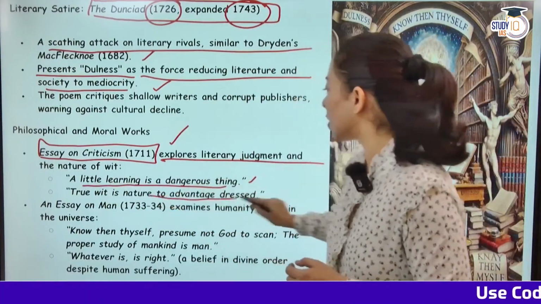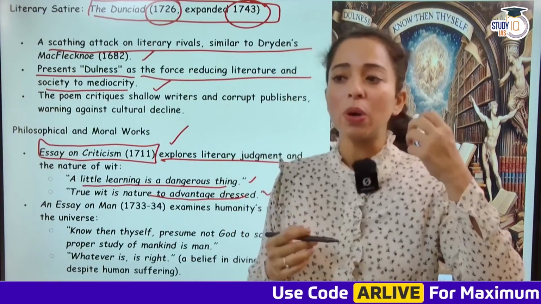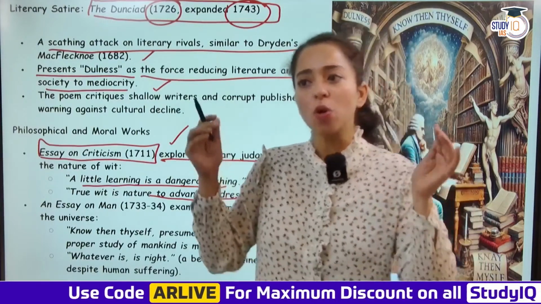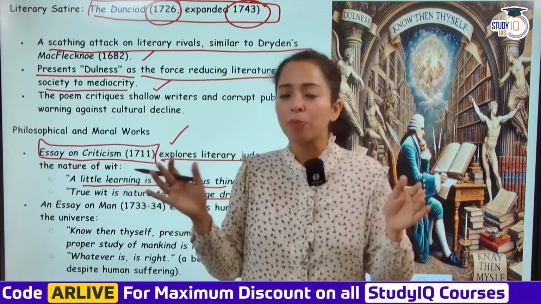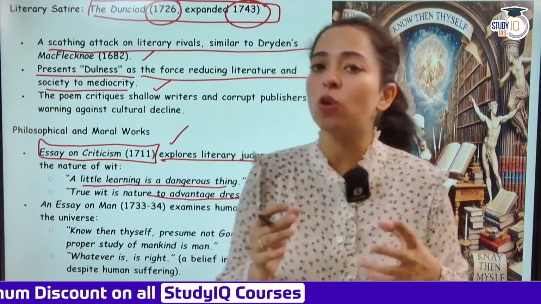True wit is nature to advantage dressed. Okay, so these are little aphorisms, little things that he used to, you know, put in his works. He was very witty, very sharp. So this is the reason कहते हैं ना कि जो बहुत ही ज़्यादा wisdom आप कुछ ही words में assimilate करके लिख दें, that is aphorism. So he was very good with that.